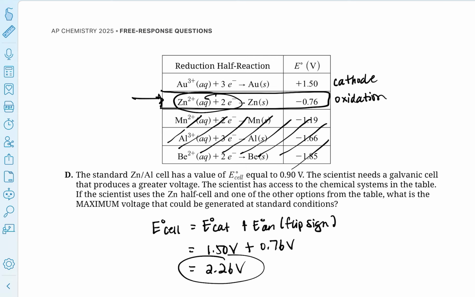That's the maximum voltage I can create when I use zinc as my oxidation and when I use gold as my reduction. Let me know what you guys think of these answers, and hopefully you did well on this question on your exam.